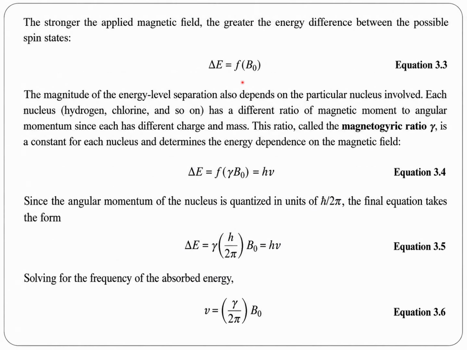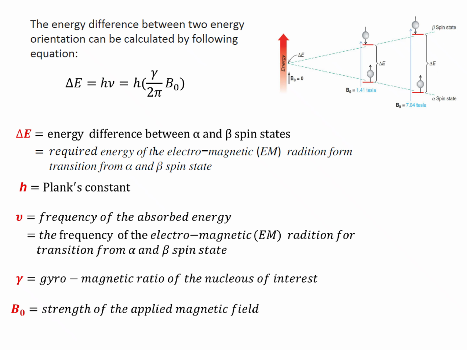So the calculation of the energy has been shown here. Here gamma means the gyromagnetic ratio, nu is the frequency, and B naught means the applied field. So here the energy difference is equal to h nu, where h is the Planck constant and nu is the frequency of the absorbed energy. Then gamma is the gyromagnetic ratio of the nucleus, and B naught is the strength of the magnetic field.